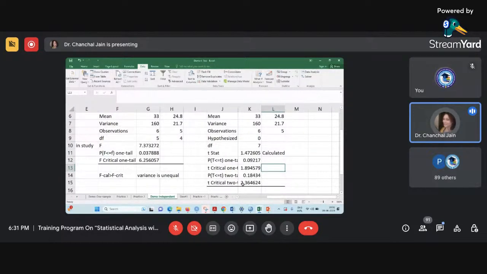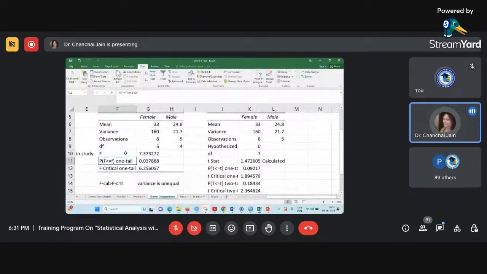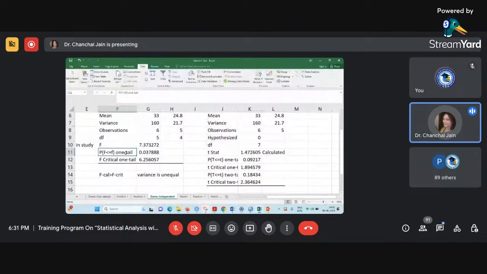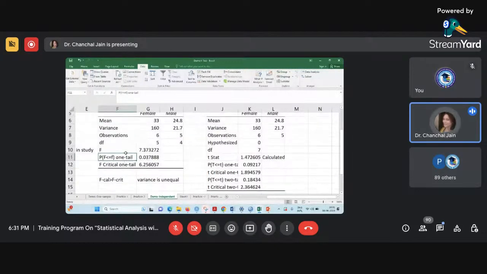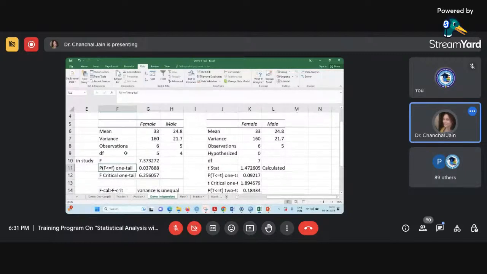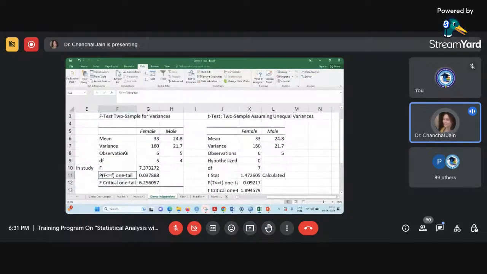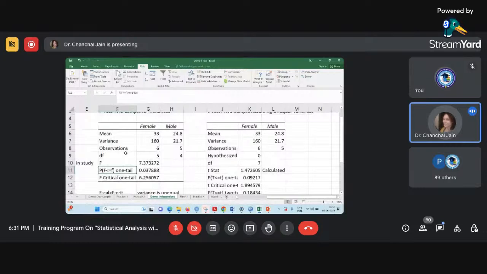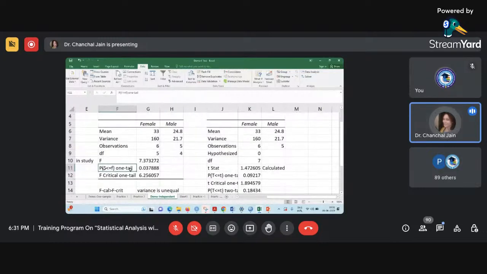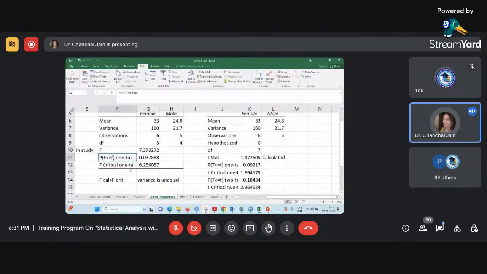Now, one thing I forgot to tell you here. I hope you can see I am on the F test table now. When we are applying the F test using Excel, Excel is only giving you the p value for the one tail test, and it is not giving you the value for the two tail test. Is it clear to all?